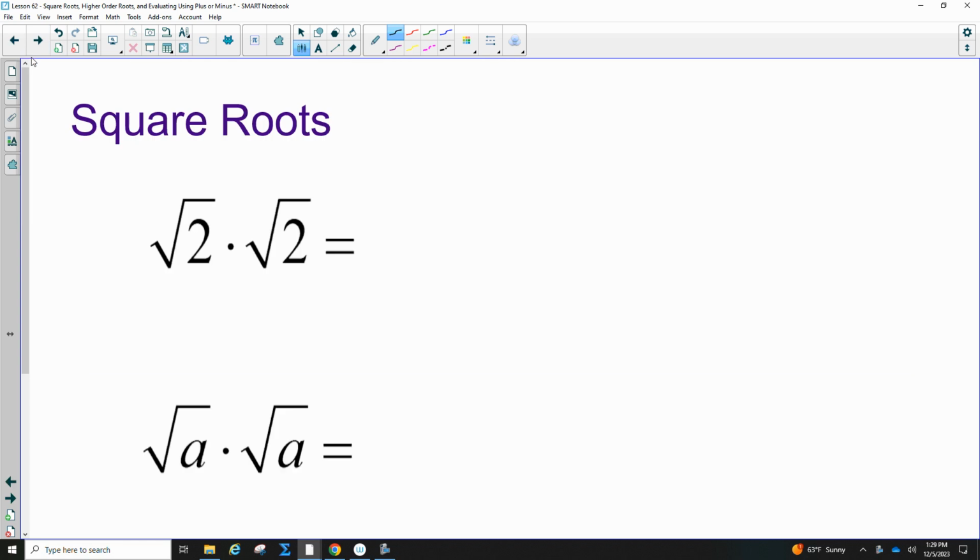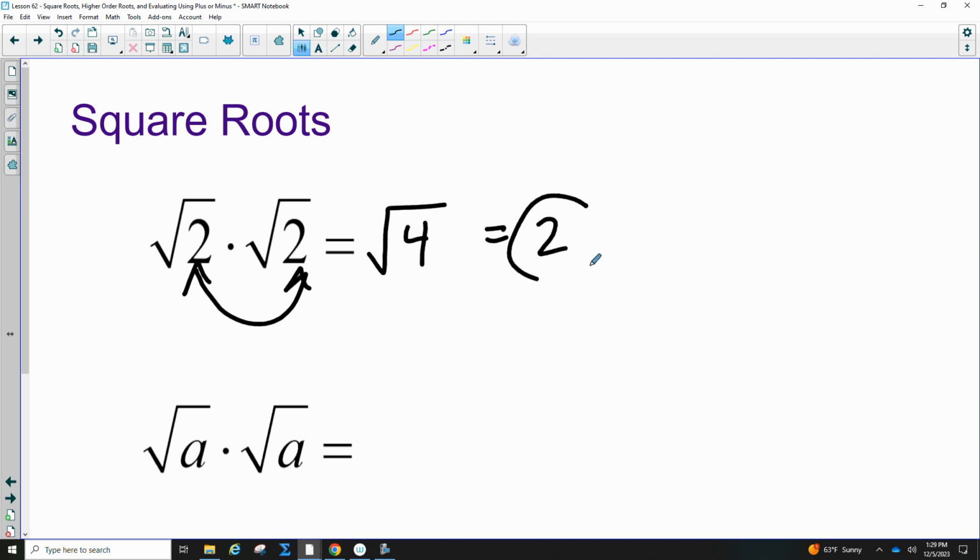All right, so I have the square root of 2 times the square root of 2. We can multiply as long as both of them are inside of the square root, all right? And that would be the square root of 4. And the square root of 4 is 2. All right, so if you multiply a radical by itself, you get what's underneath the radical, all right? Because 4 is 2 squared, all right?